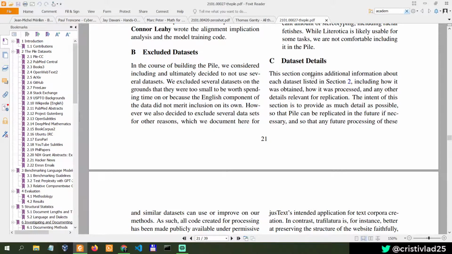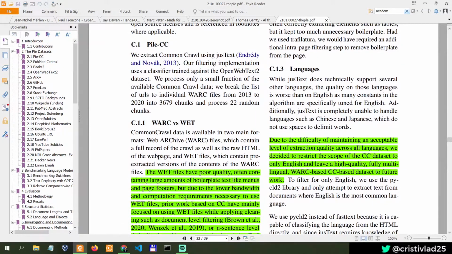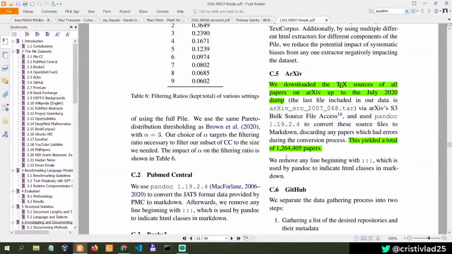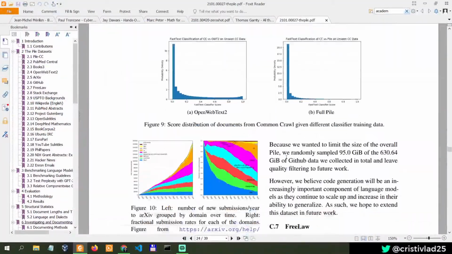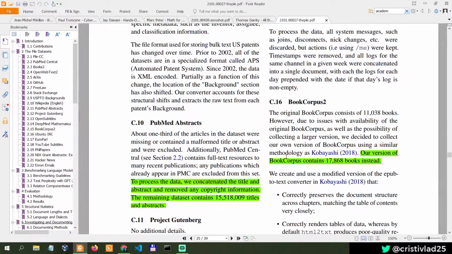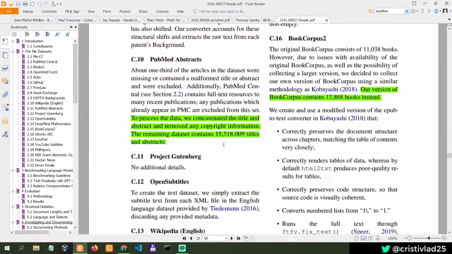Here they discuss each dataset in detail, explaining how they pre-processed it, which is really valuable information. So there's a description for all of them. Their version of book corpus contains 17,000 books. And when it comes to PubMed extracts, we have 50 million ones. Imagine how much insight you can derive from this data alone.